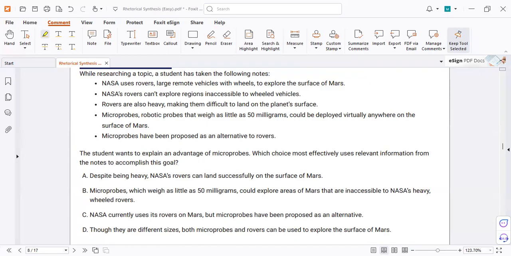Or D? No. He said explain, so it's an advantage only. He mentioned in B, which weighs as little as 50 milligrams, could explore areas of Mars. So microbes could explore areas. It is an advantage indeed. Okay.